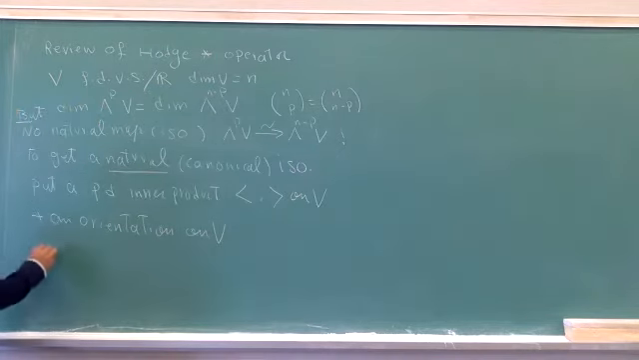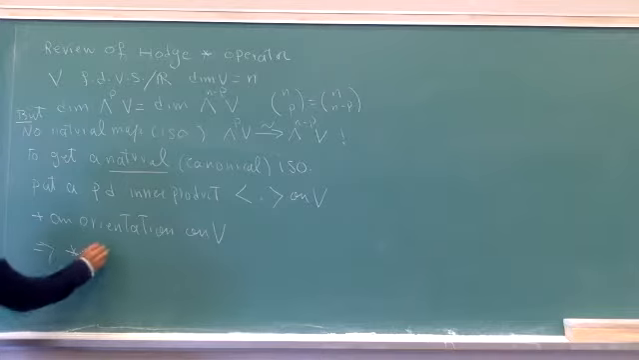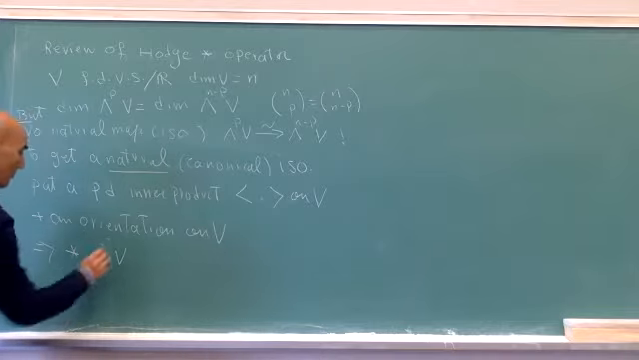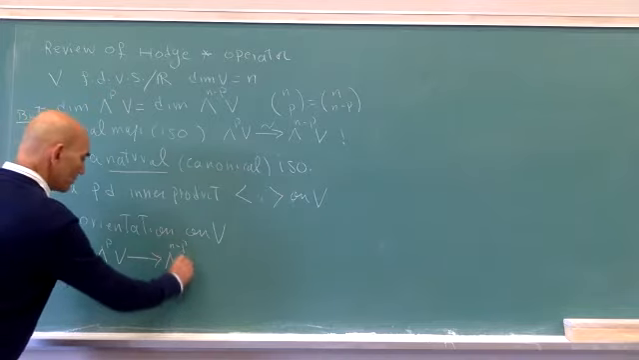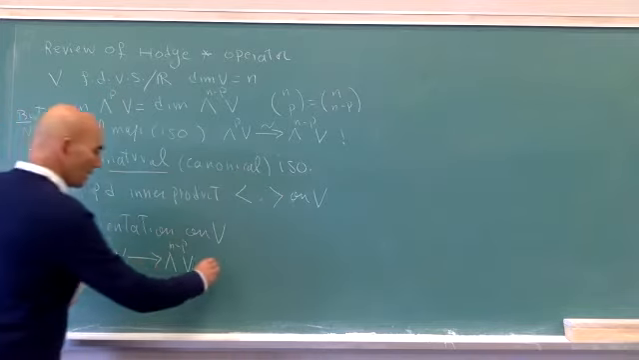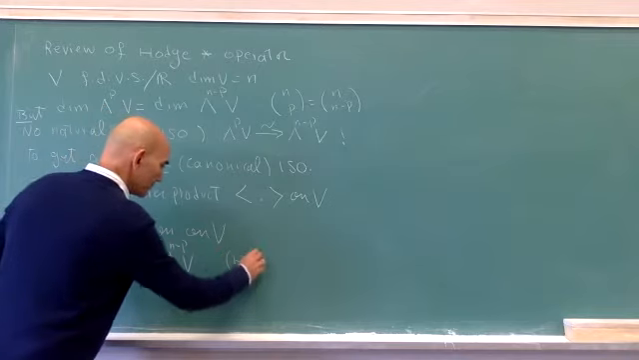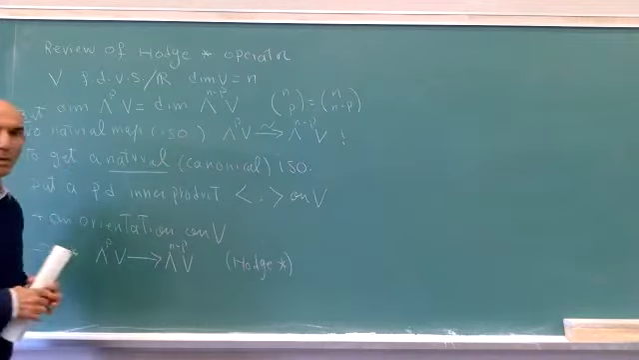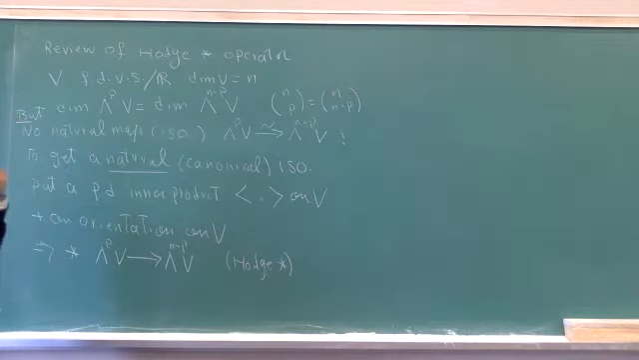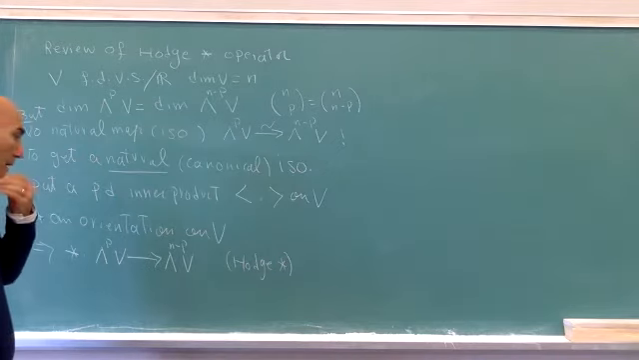So to get star from wedge P of V to wedge n minus P of V, this is the Hodge star operator. Okay. So that's the idea. That's what we want to do. Let's see how this can be done.